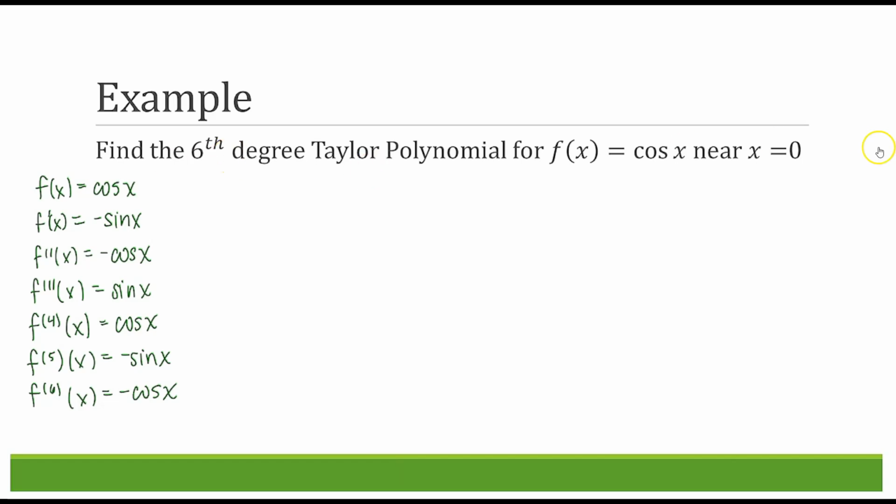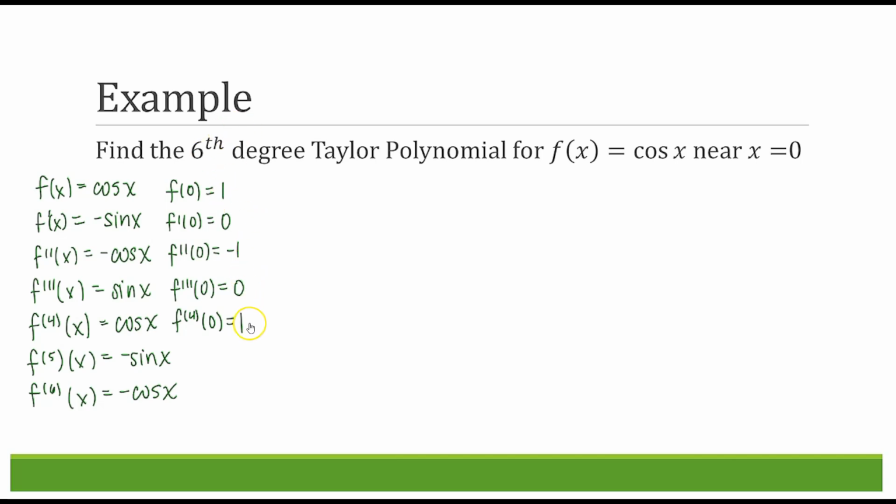Well, now we want to evaluate each of these at 0. So we're looking at f of 0, cosine of 0 is 1. F prime of 0, sine of 0 is 0. F double prime of 0, if I plug in 0 to cosine, I get 1, but there's a negative on the outside, so I get negative 1. The third derivative at 0, sine of 0 is 0. The fourth derivative at 0, cosine of 0 gets me back to 1.